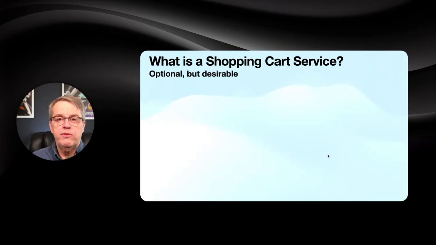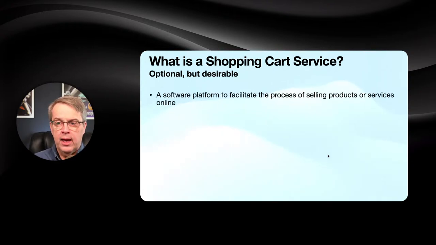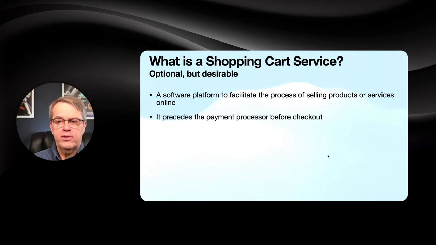All right, let's move on and talk about shopping carts. This is a software platform to facilitate the process of selling products or services online. In other words, this is your sales engine, and it will connect with a payment processor. So it comes before the payment processor in the chain. You're using the shopping cart to get the buyer ready to make a payment. And that is your sales page. That is upsells, downsells, bump orders, and things like that.